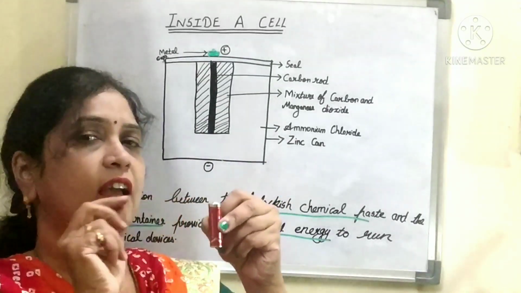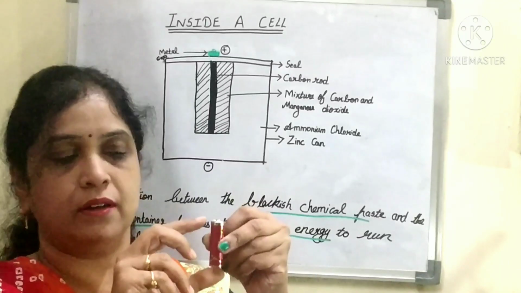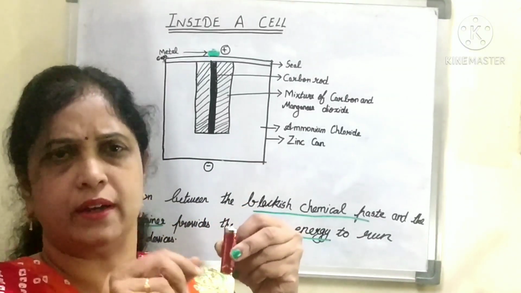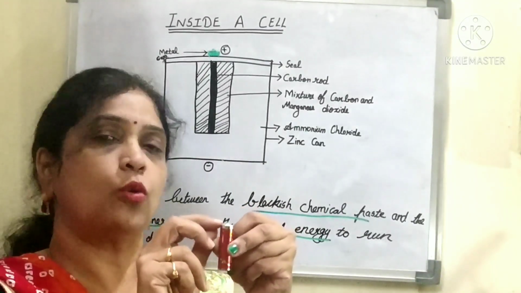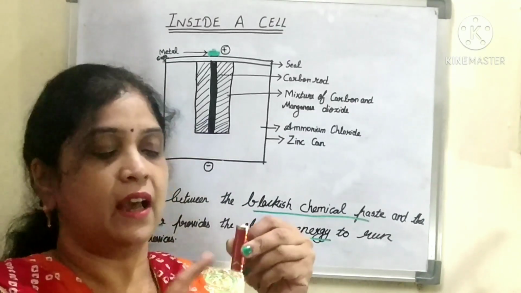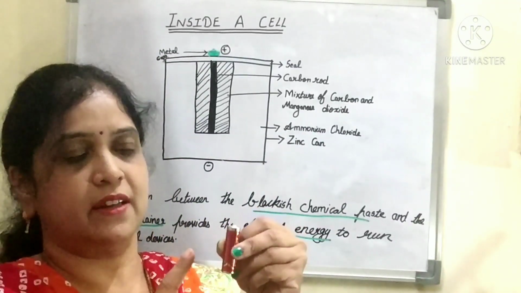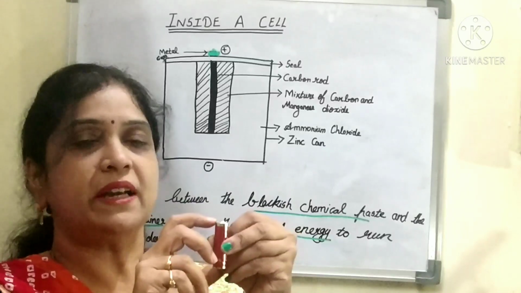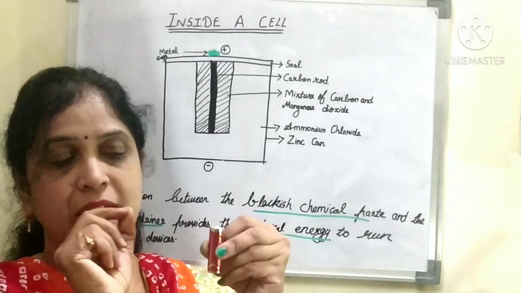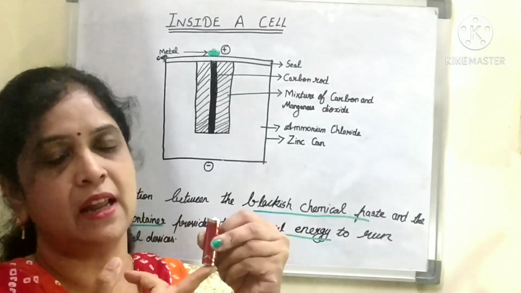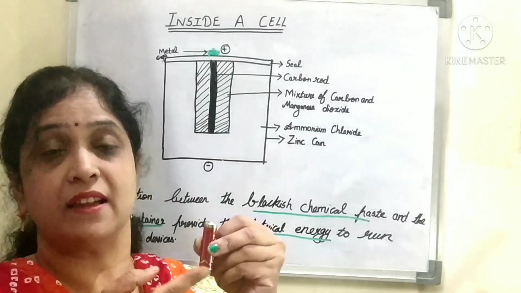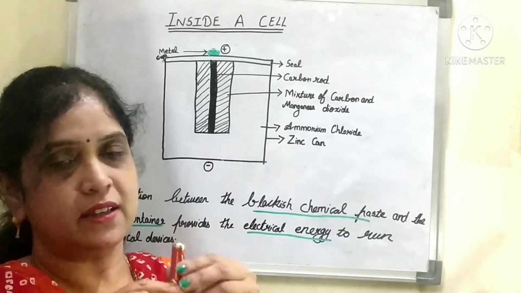You put these cells in every toy and in every device, and you know that on one side it's written a plus sign and on the other side a minus sign. Where is the plus sign written? The metal cap is the positive terminal of the cell and the flat metal base is the negative terminal of the cell.